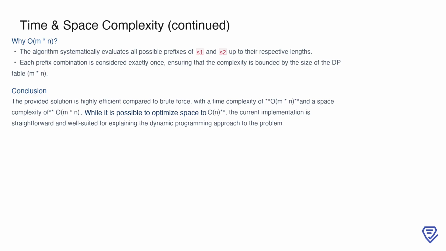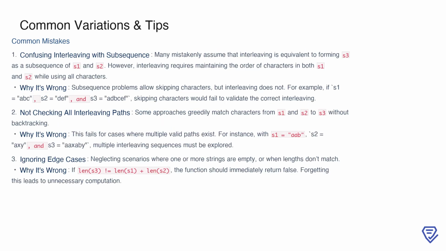While space optimization to O(n) is possible, the current implementation is straightforward and ideal for understanding and teaching the dynamic programming strategy used to solve this problem. One common mistake is confusing interleaving with a subsequence problem. Interleaving mandates that all characters from both strings are used while preserving their respective order.